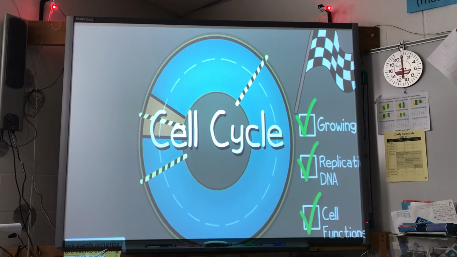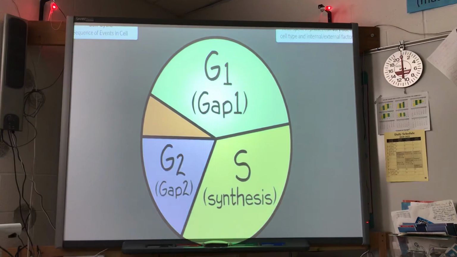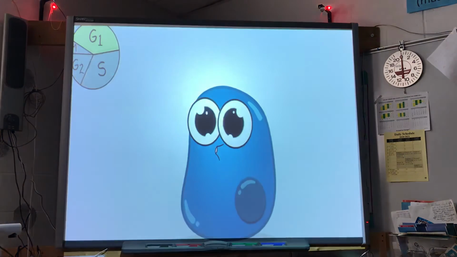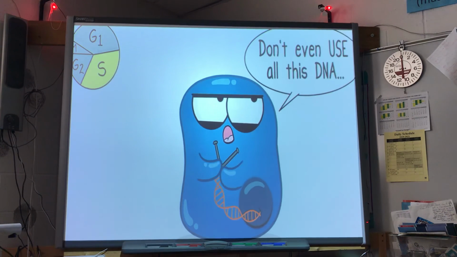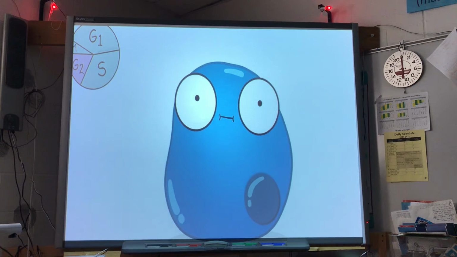To better understand those checkpoints, let's further divide the cell cycle pie chart. We have G1, S, G2. All three of those are part of interphase. Then we have M phase, where mitosis will happen. During G1, the cell individually itself grows. Then it replicates its DNA in S phase. You can remember that because the S is for synthesis, which means to make something, and it's making DNA. Then G2, the cell grows some more in preparation for mitosis.